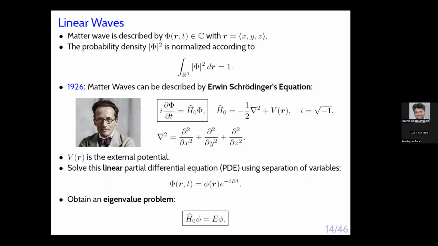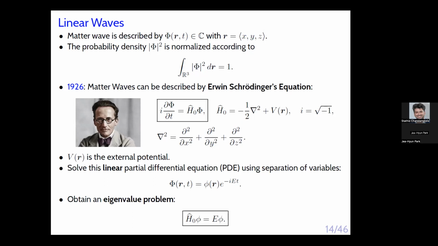So the wave function is a solution to Schrödinger's equation, written here. The H naught is the Hamiltonian. It involves the kinetic energy term and the potential energy term. When we want to find a solution to this problem, you get essentially an eigenvalue problem. You do the separation of variables. Here is the energy level of the system. Phi is going to be the eigenfunction.